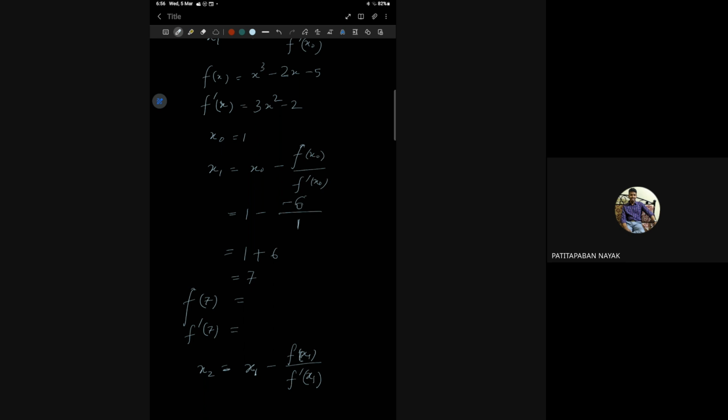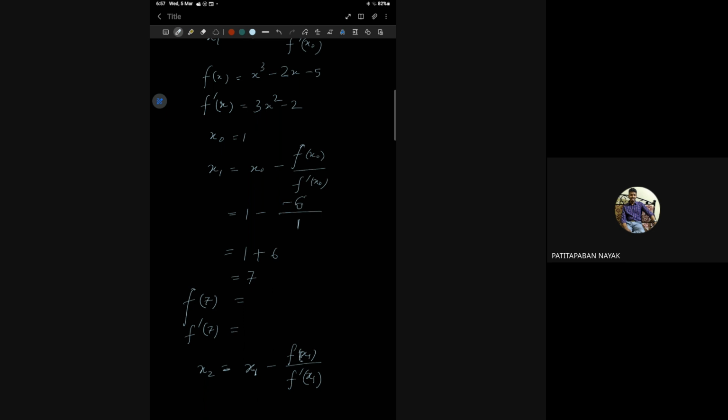So I just worked it out. X3 you will be getting 3.3487. X4 you are getting 2.5316, okay? I believe if you go up to X5 and X6, it will converge to the same value we got in bisection, whereas in bisection we went up to X11.